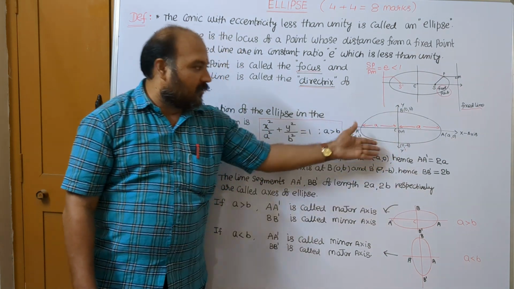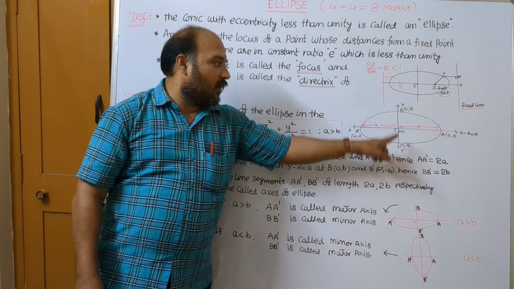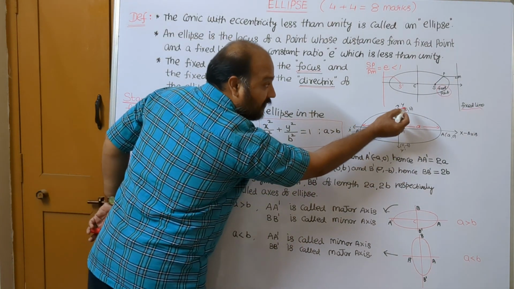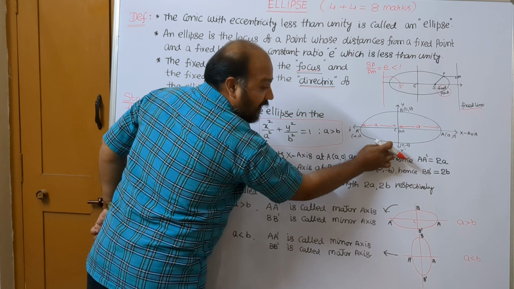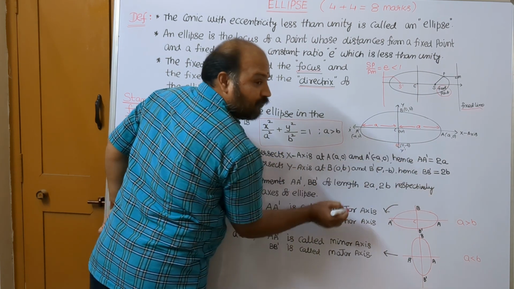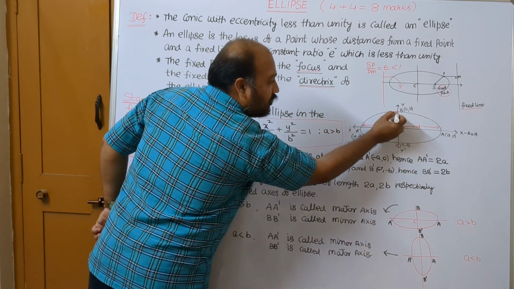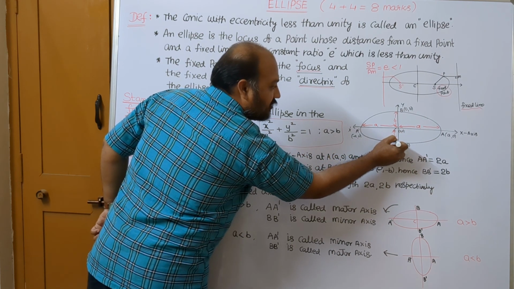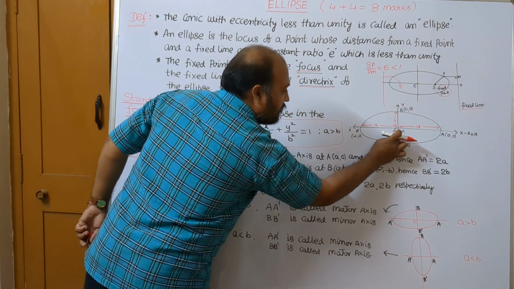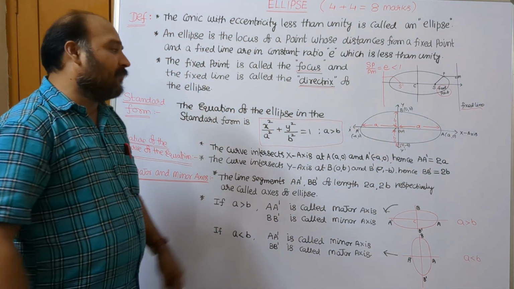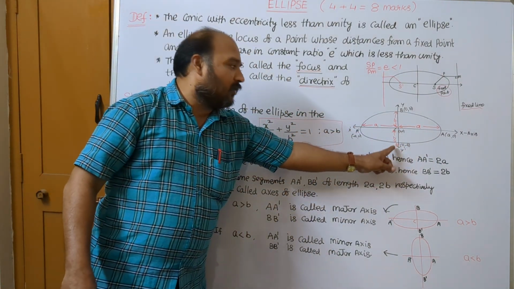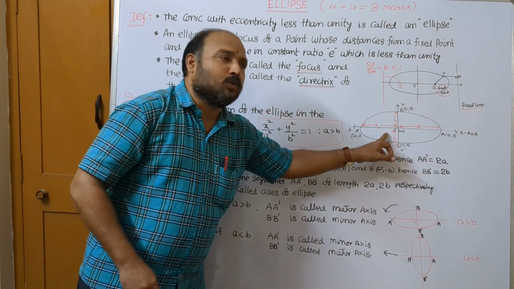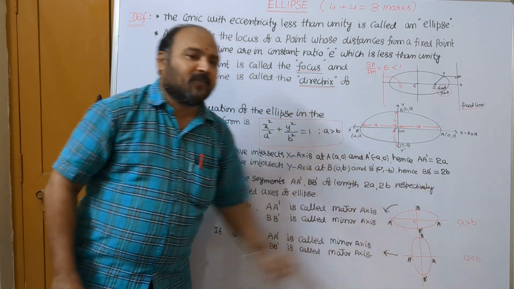Observe this figure clearly, y dash. The curve cuts at the points b and b dash: this is b dash, (0, b). From here to here is b units, and from here to here is b dash units. So minus b, that means distance we can consider as minus. From here to here it is b units, and from here to here it is also b units. So b plus b is 2b, so b dash is equal to 2b.